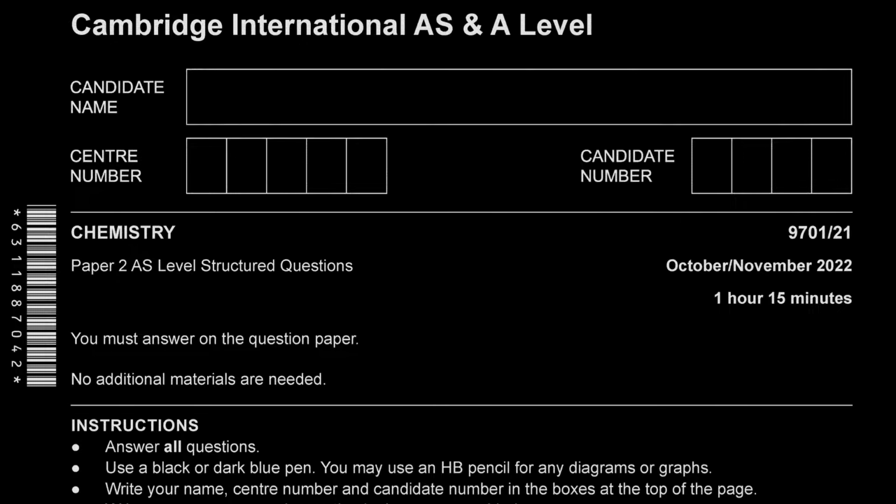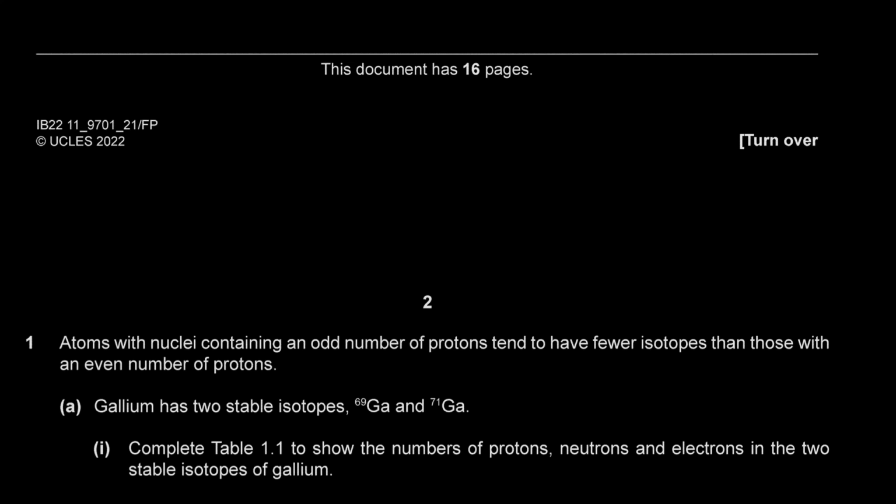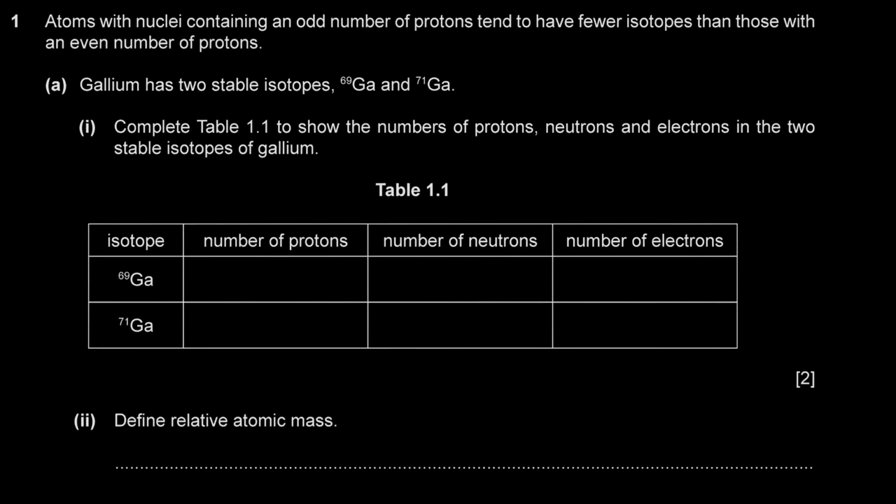So today we're going to be solving October-November 2022 paper 21. Question number 1 says, atoms with nuclei containing an odd number of protons tend to have fewer isotopes than those with an even number of protons. Gallium has two stable isotopes, gallium-69 and gallium-71. Complete table 1.1 to show the numbers of protons, neutrons, and electrons in the two stable isotopes of gallium.